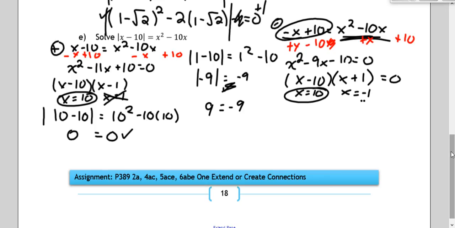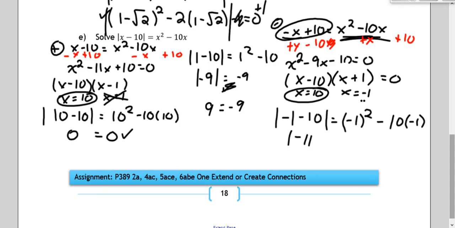So then the absolute value of negative 1 minus 10 is equal to negative 1 squared minus 10 multiplied by negative 1. This gives us the absolute value of negative 11 is equal to 1 plus 10. So then this gives us 11 is equal to 11. So this guy is also a solution.